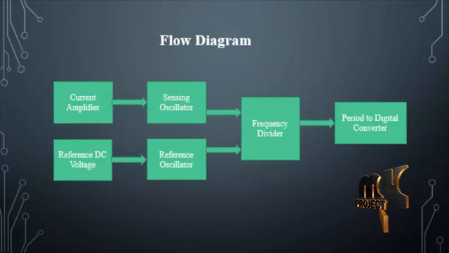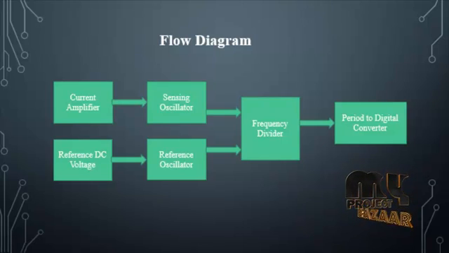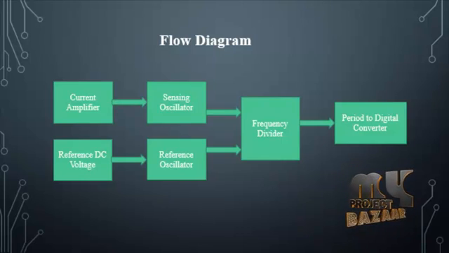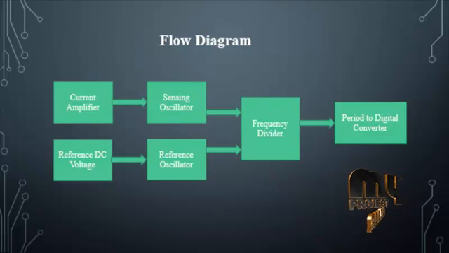Now we are going to discuss about the flow diagram of our product. Our product can be implemented by using four different modules. They are device chip module, current to frequency converter, modulator digital block module, and the last one is a period to digital converter. The device chip module contains one simple current amplifier and capacitive micro-machined ultrasonic transducer.